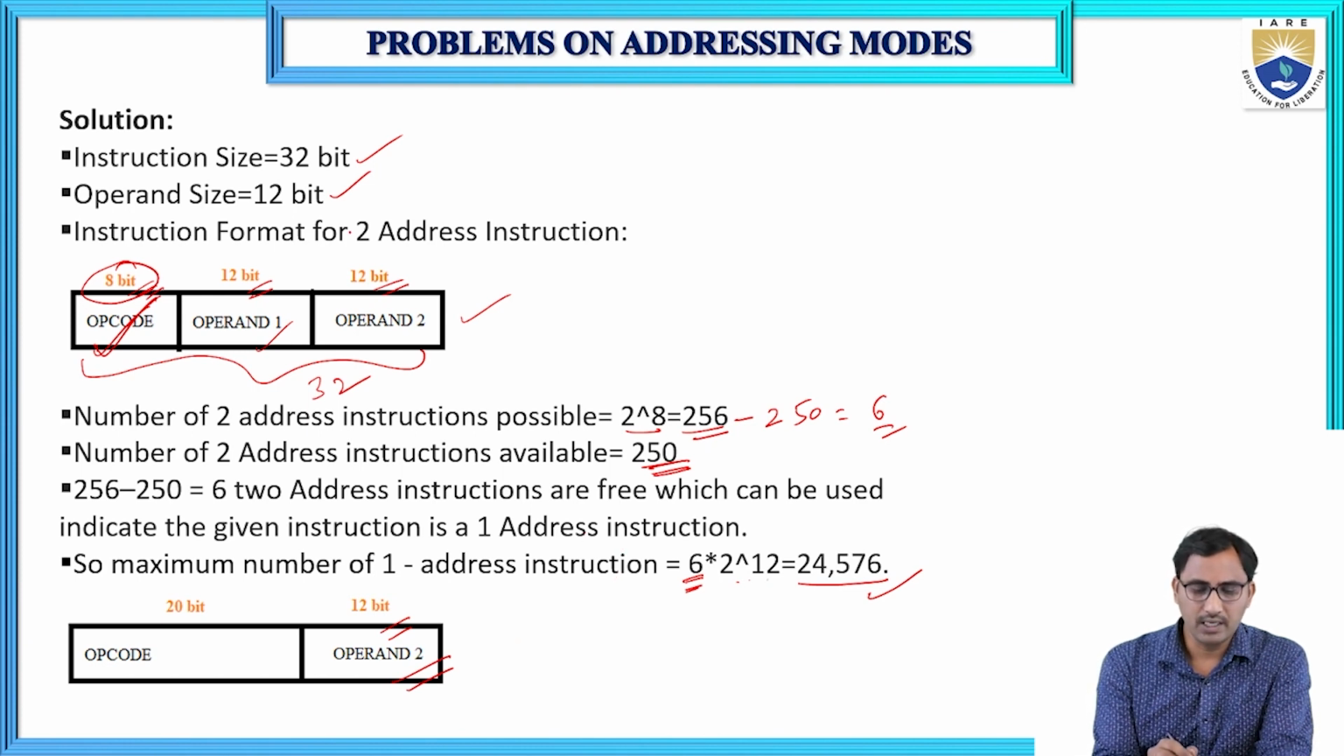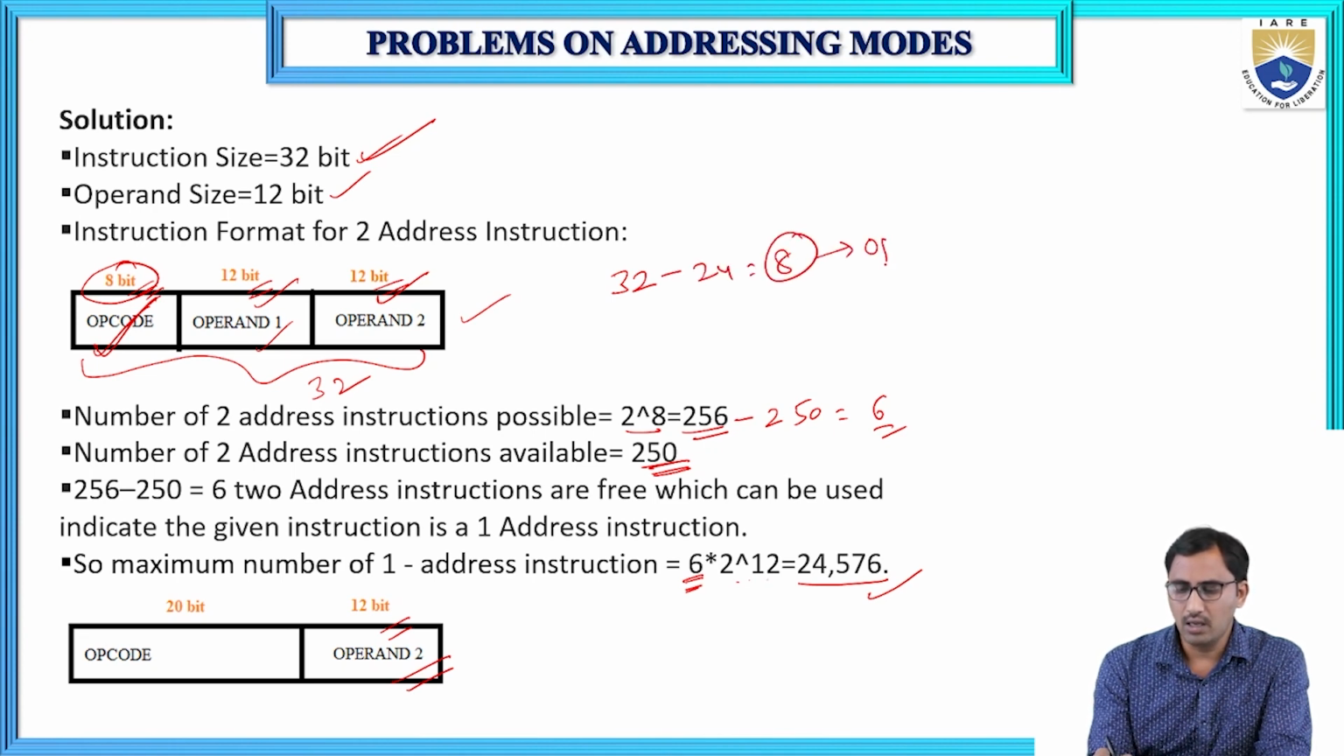Here the instruction size is 32 bits, and the operand size is 12 bits, so 24 for two operands. The remaining 32 minus 24 is 8, so this 8 is the opcode field. So the maximum number of one address instructions is 24,576.